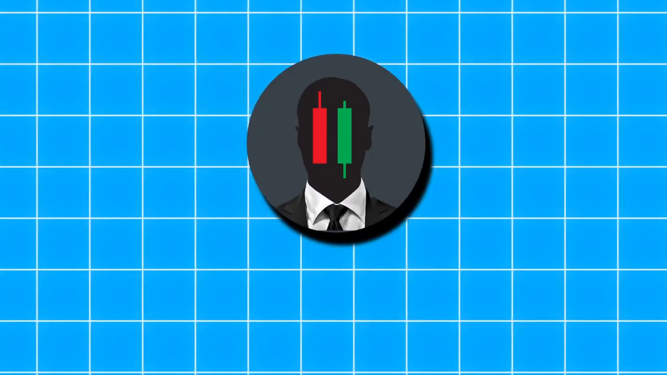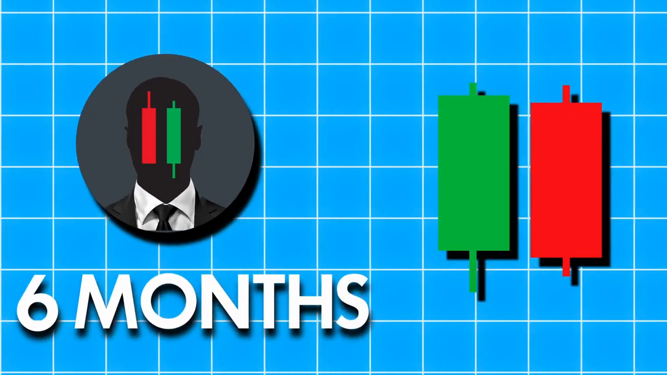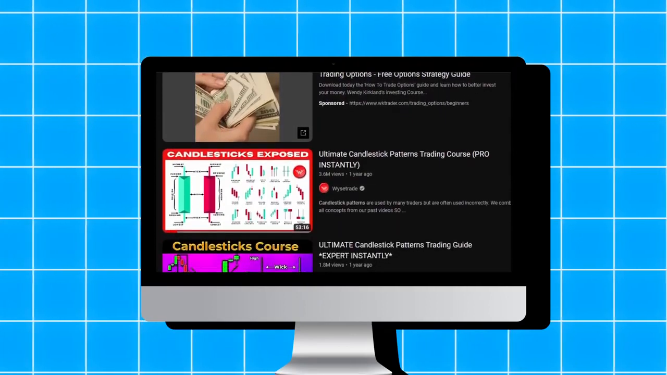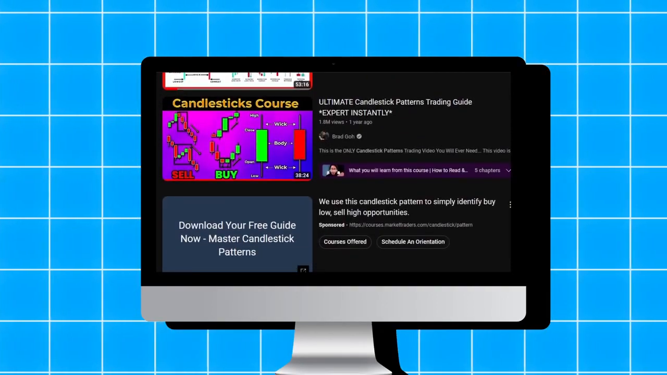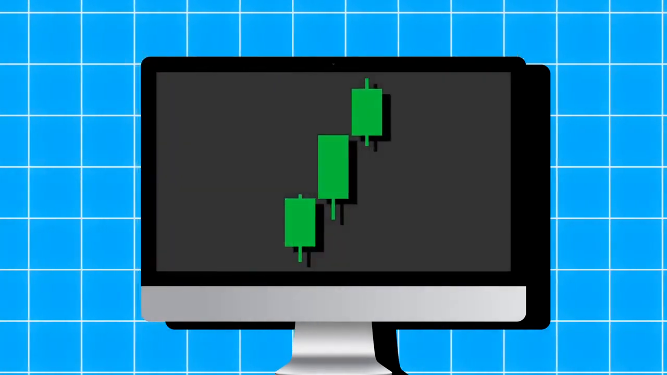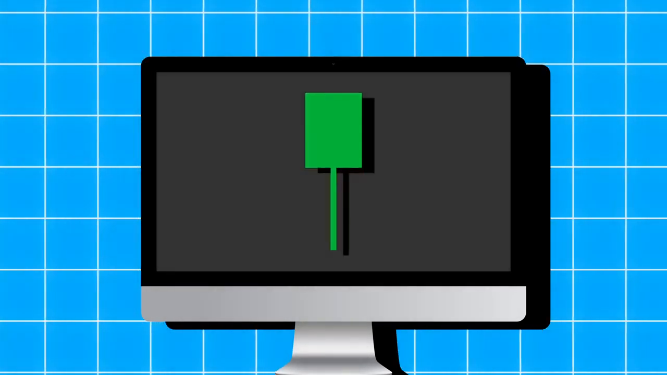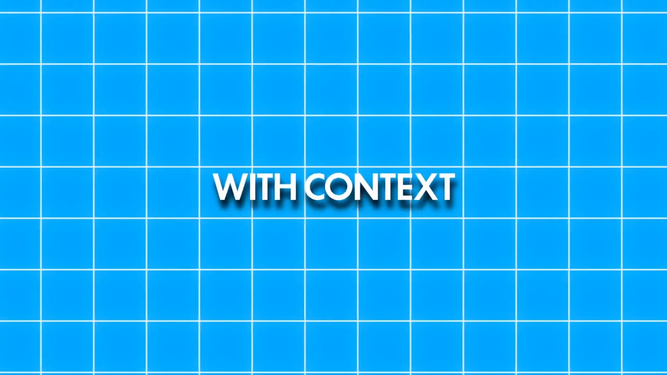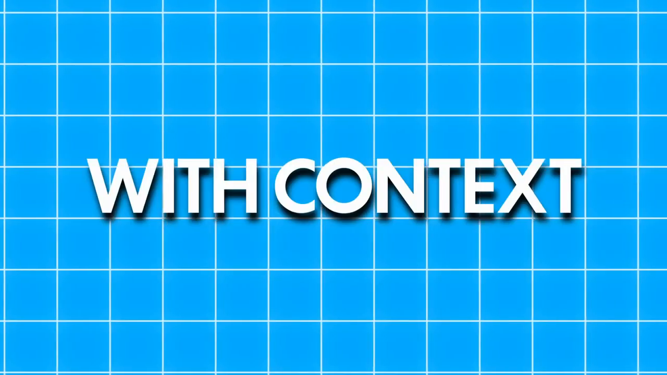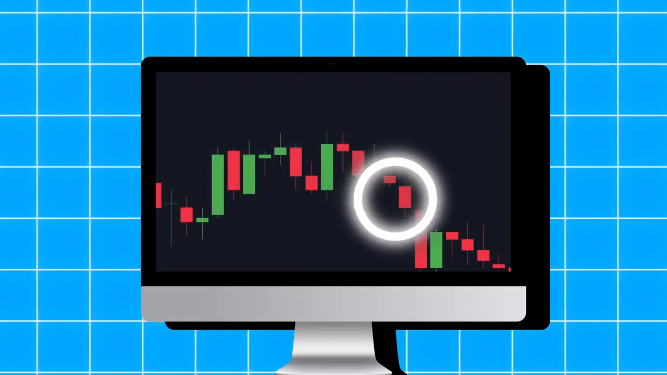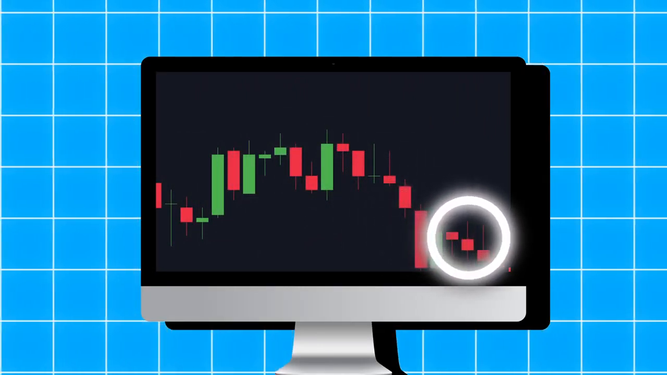As a trader who started 6 months ago, candlesticks were the very first things I learned. I saw videos like this all over the internet promising that I could make boatloads of money if I memorized a few patterns like the 3 soldiers, shooting stars, and hammers. Obviously, without any context, this is far from the truth. But with context, yes, you can. I'm going to show you exactly what I learned through my 6 months of trading experience as a beginner.